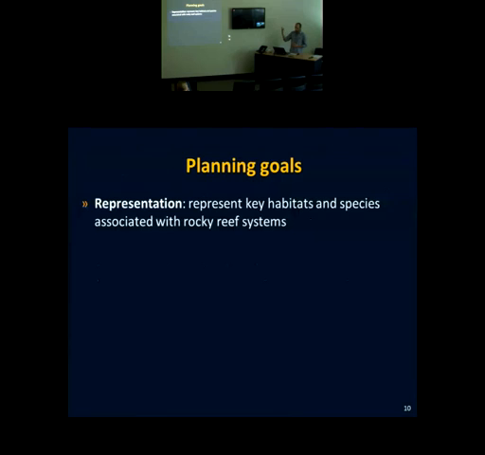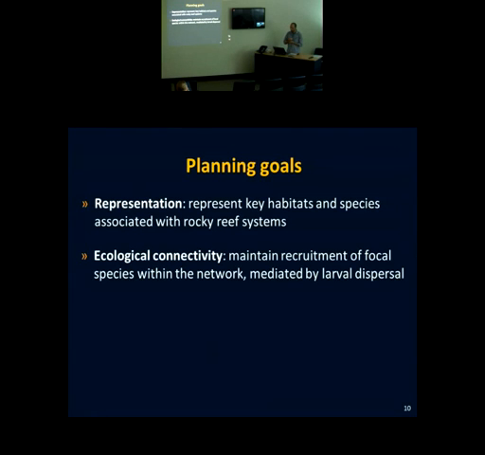After discussions between the people part of this group, we agreed on 4 broad planning goals. The first one regards representation, and we aim to represent key habitats and species associated with rocky reef systems. The reason why we focus on rocky reef systems is because of the association of species of high conservation concern and commercial value with these ecosystems. We also aim to achieve ecological connectivity by maintaining the recruitment of focal species within the network, and in particular, we focus on maintaining this connectivity through larval dispersal.